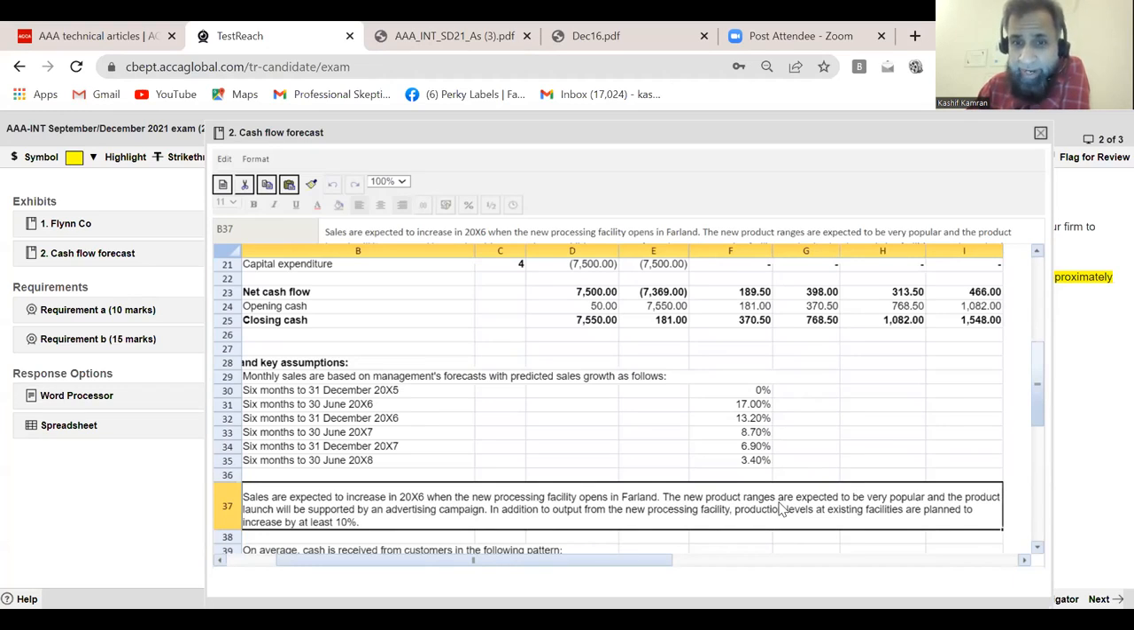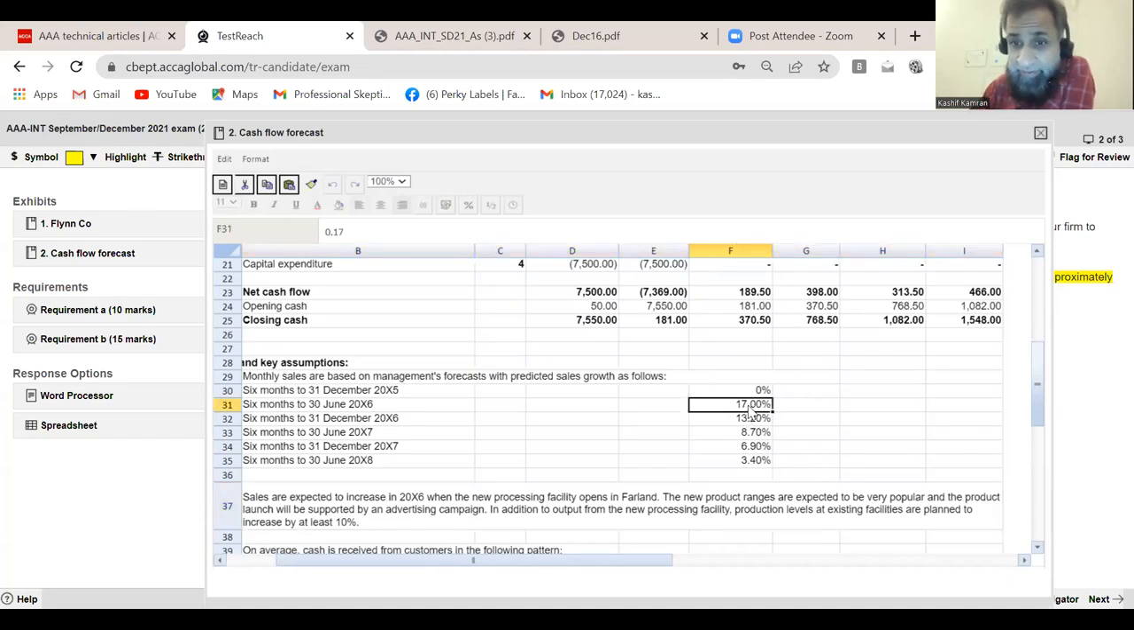In addition to the output from the new production facility, production levels at the existing facilities are planned to increase by at least 10%. So you will be increasing your production capacity by 10% alongside the new production facility coming up, and you believe sales will increase because the customer will like your product. Assumption. The advertising campaign will be good. That's an assumption. Could be wrong. And the sales are expected to increase when the new facility opens up in Farland. And the first increase is 17% after the opening of the production facility.